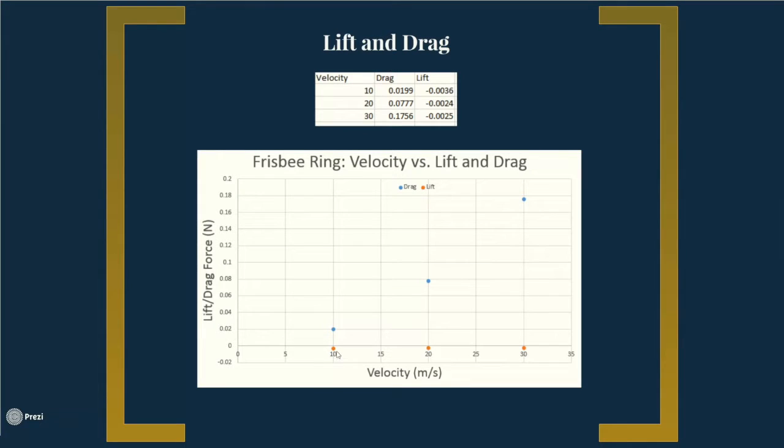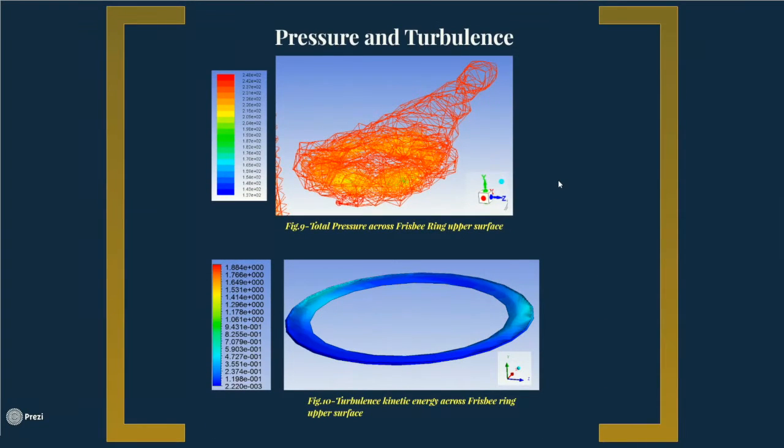Here we can see that the values of lift produced by the Frisbee ring were very constant across the velocities, and they were actually negative values. The drag values, however, actually increased as the velocity increased, but it should be noted that these drag values are still significantly lower than the drag produced by the previous 2 discs.